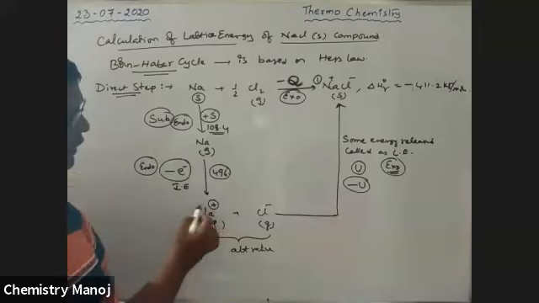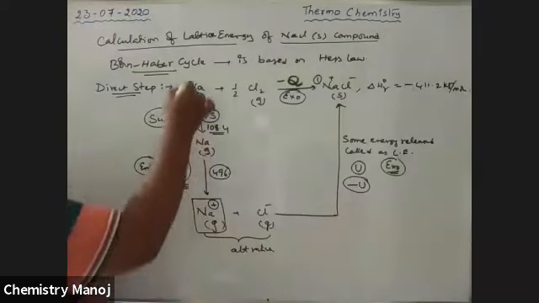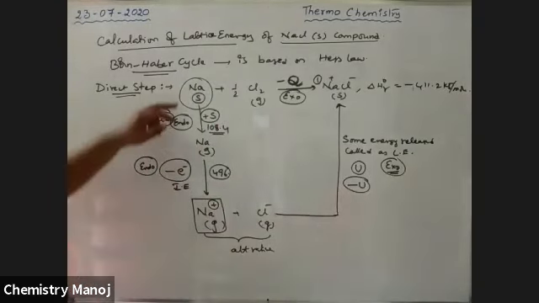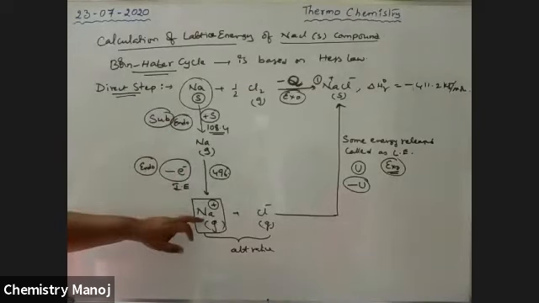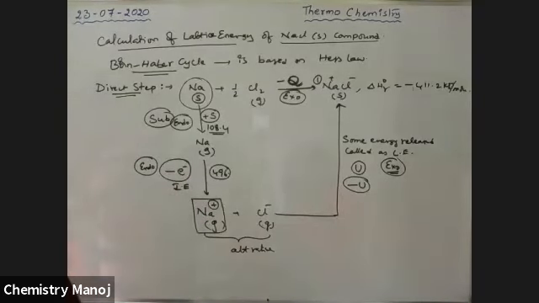Next, that means we have Na plus gaseous ion. This is the way to convert solid sodium into gaseous sodium ion. First of all, solid sodium converts into gaseous sodium atom. That is by sublimation. Now this gaseous sodium atom converts into gaseous sodium ion. That is by removal of electron. So now we have Na plus gaseous ion.